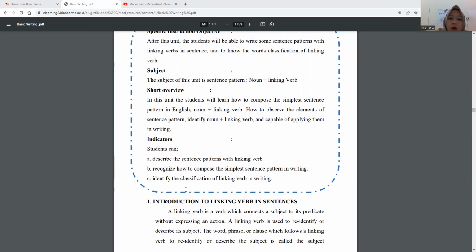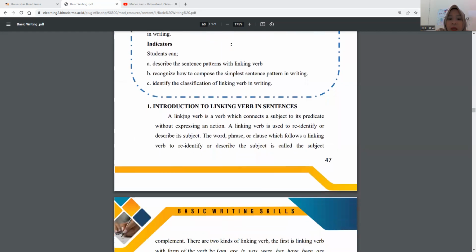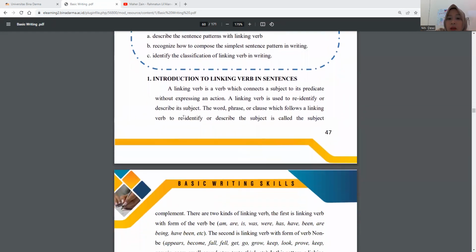Okay, so the indicators of this unit are that the students are able to describe the sentence patterns with linking verb. The second, recognize how to compose the simplest sentence pattern in writing. And the last one is to identify the classifications of the linking verb in writing itself. Okay, let's begin. The first one is the introduction to the linking verb in sentences.